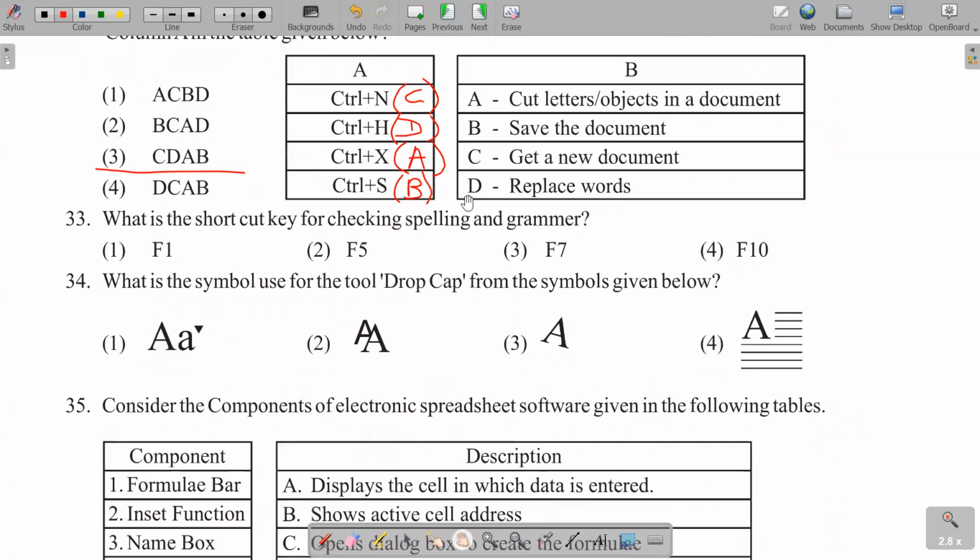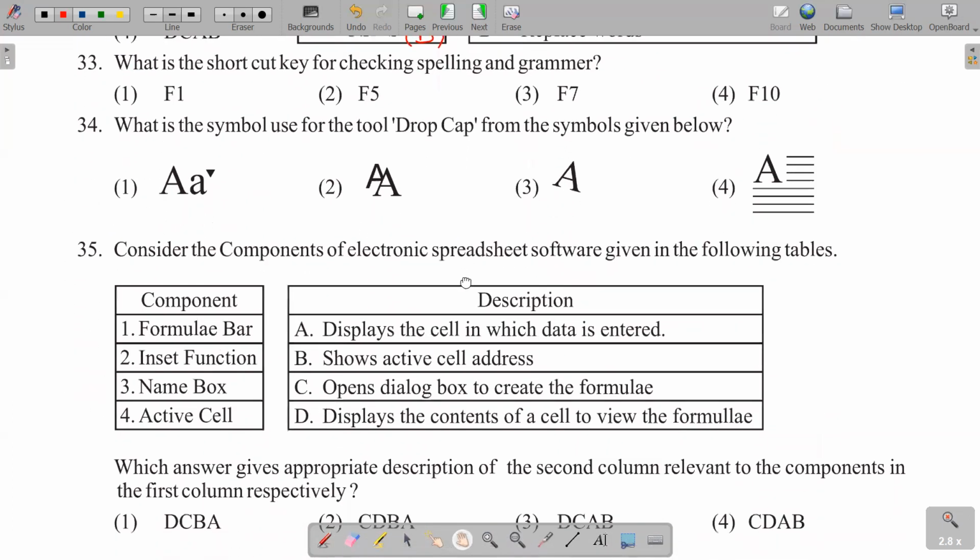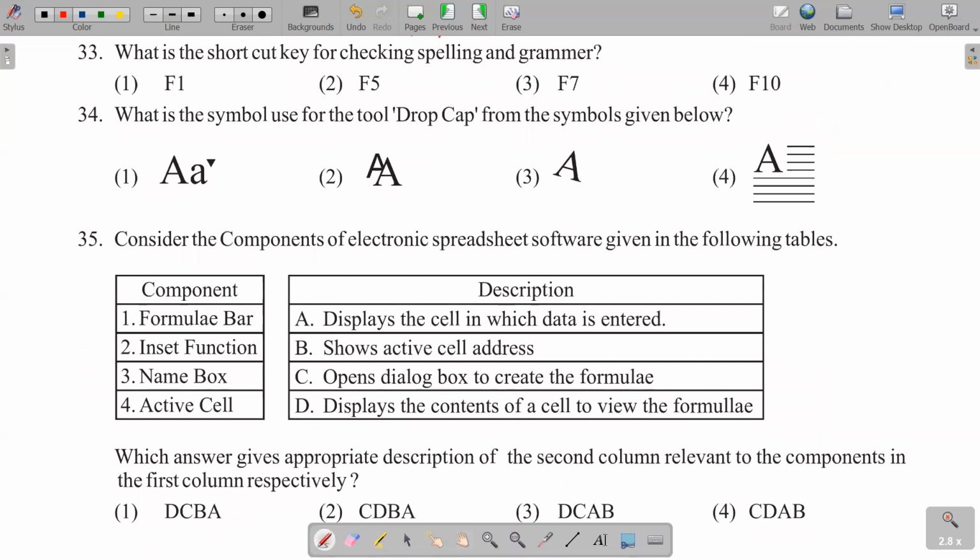Right. What is the shortcut key for checking spelling and grammar? Now, this was something new for me as well. Right? It was F7. Right?